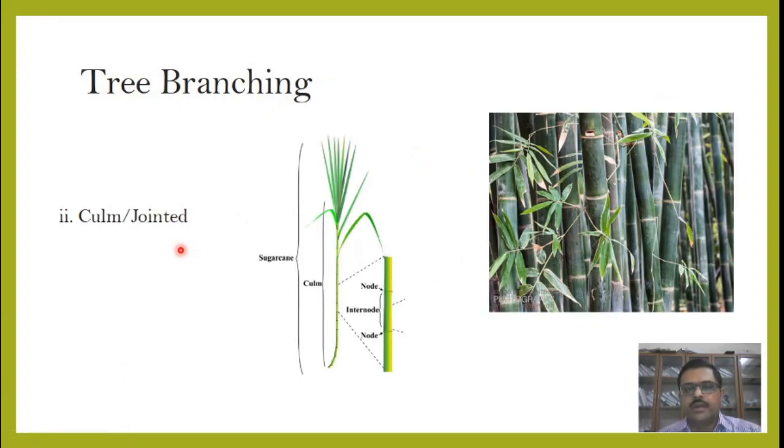Then in culm we find that the stem consists of nodes and hollow internodes. So in these stems there are regular nodes, they are jointed, and in between the nodes, the region of the internodes are hollow, while the nodes are not entirely hollow. They may contain solid structures. So these are found in plants like sugarcane, bamboo, and some grasses, and we call the stem culm.